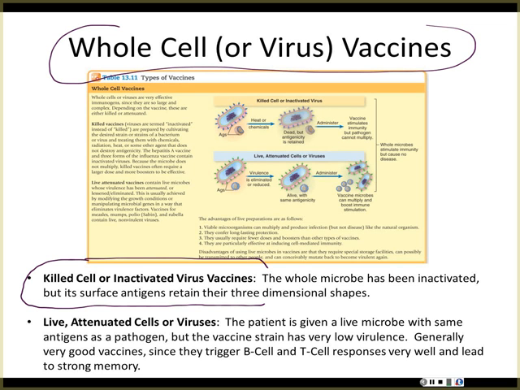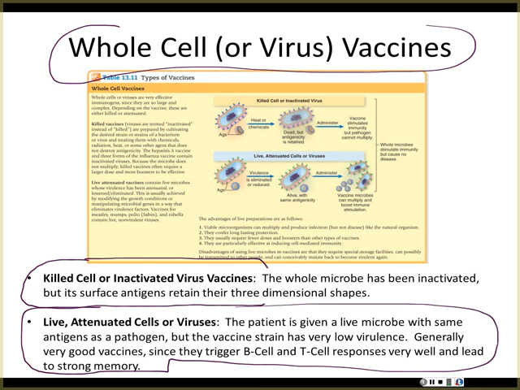The other type are called live attenuated cell or virus vaccines. And so here they're giving you a live microbe. This is like with the flu vaccine when they squirt that up your nose. Yeah, the oral polio, we don't give that in the United States anymore, but I think all of us were squirted with the oral poliovirus vaccine. They were giving you attenuated live polioviruses.